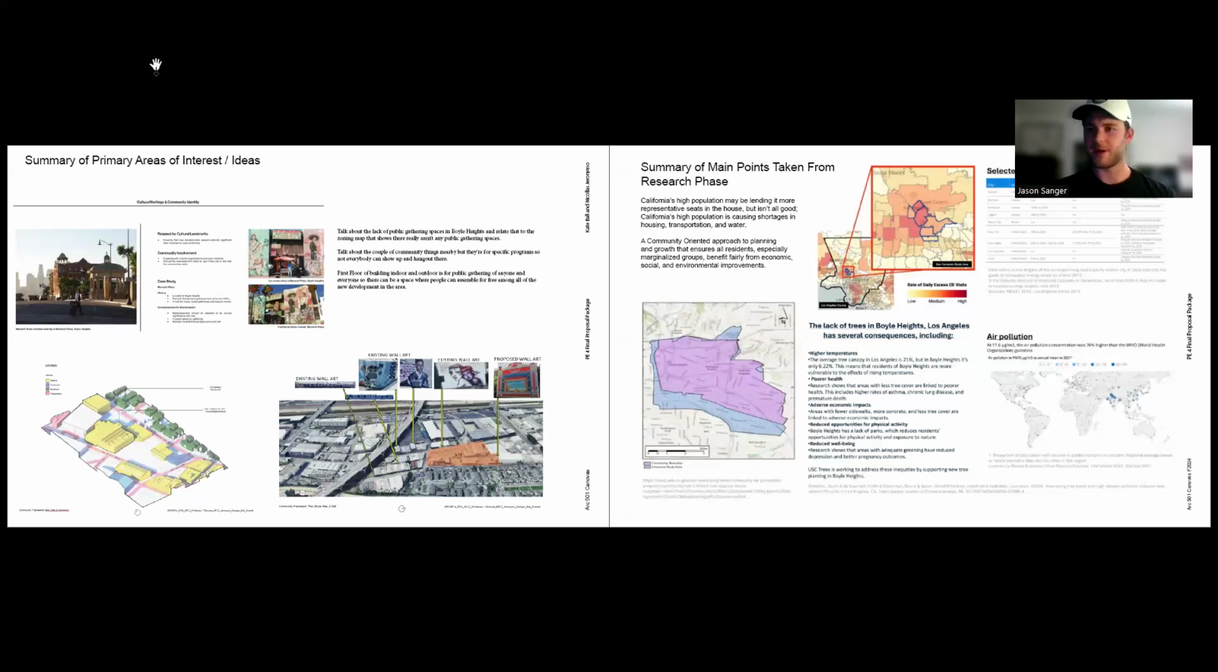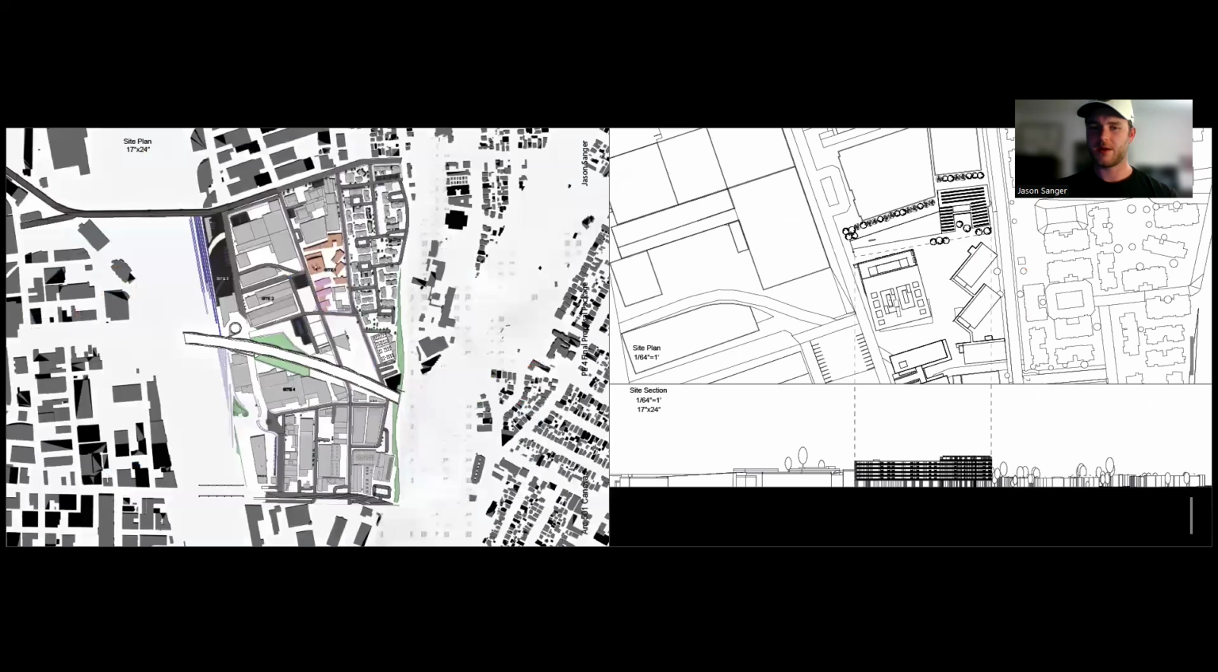So here we are able to see a summary of primary ideas of interest and a summary of main points taken from the research phase. Me, along with my group, did research on the neighborhood of Los Angeles called Boyle Heights. There's a large Latin community there, as well as a large industrial district. There's also a lack of water, lack of vegetation, high air pollution, things along those lines. And these are all things that have informed my building design.